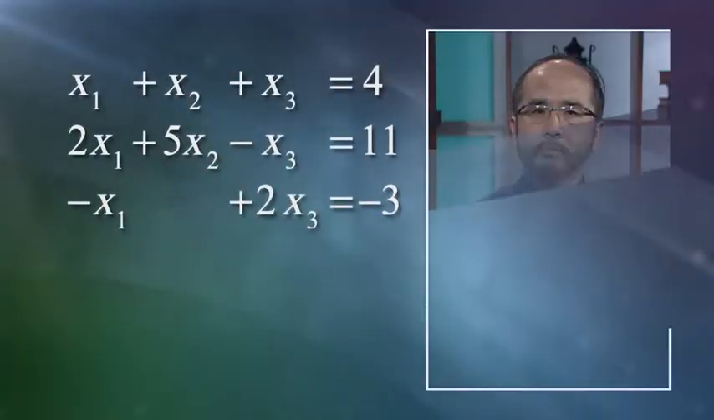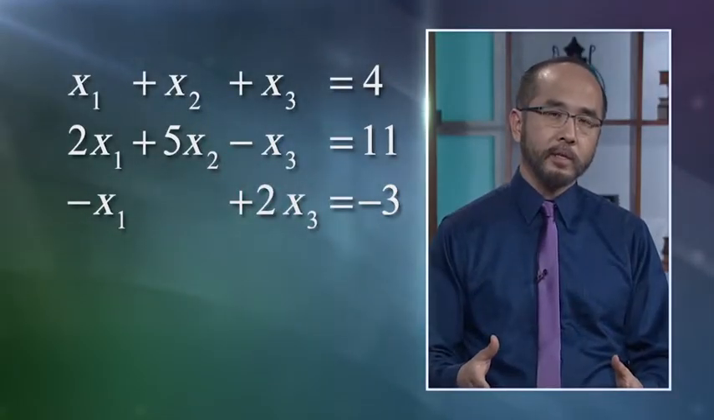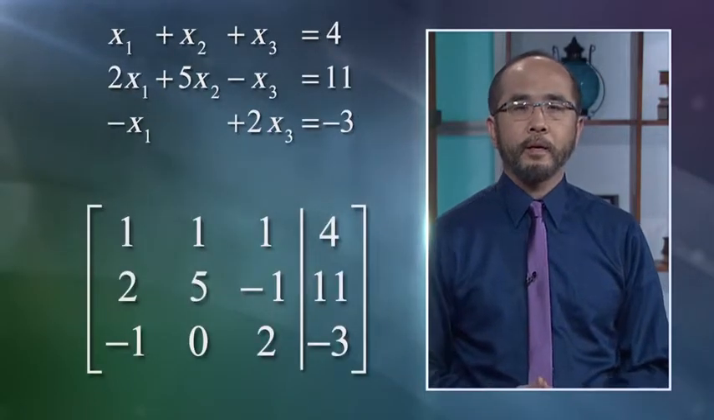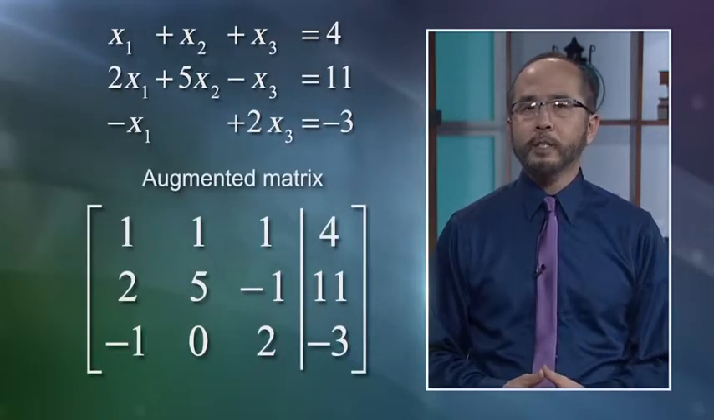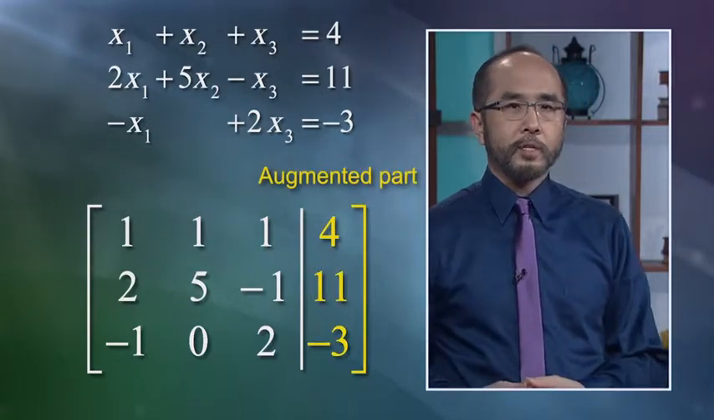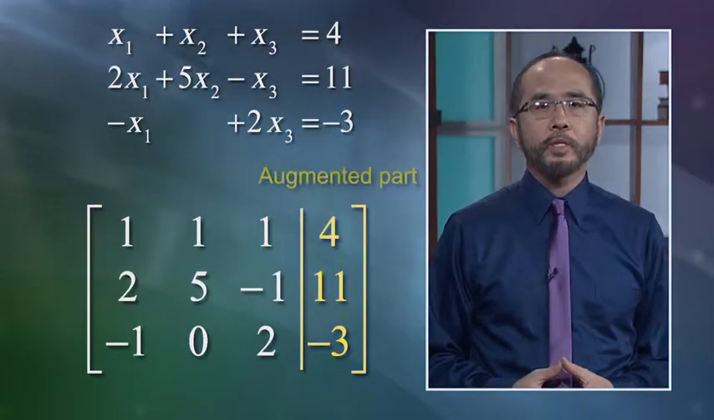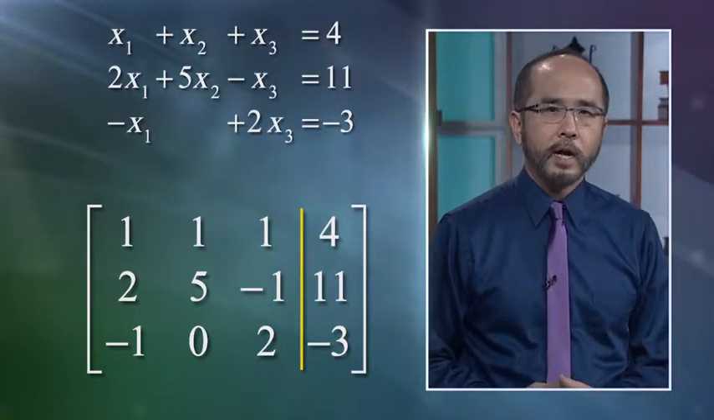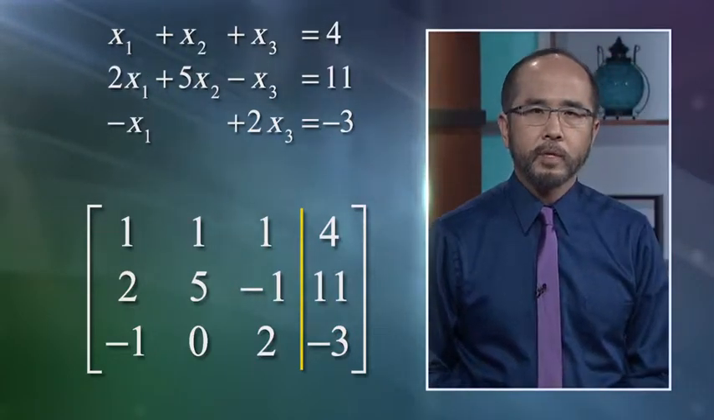Notice how unwieldy it is to keep rewriting all of these variables. We're going to use shorthand now to represent a system of equations. So this gets replaced by this. This is called an augmented matrix for the original linear system. The augmented part is the rightmost column, which we separated by a vertical line to help us remember that these come from the constants in the linear equation.